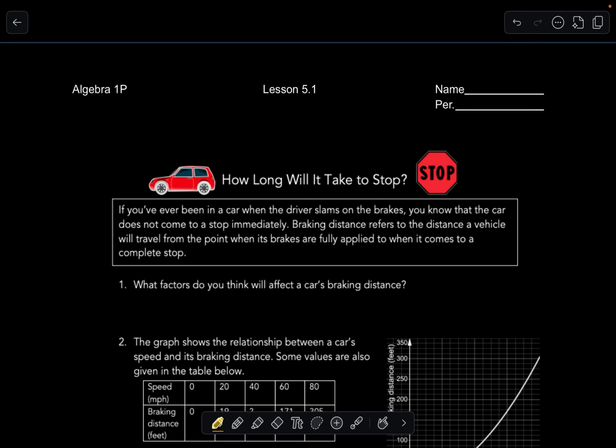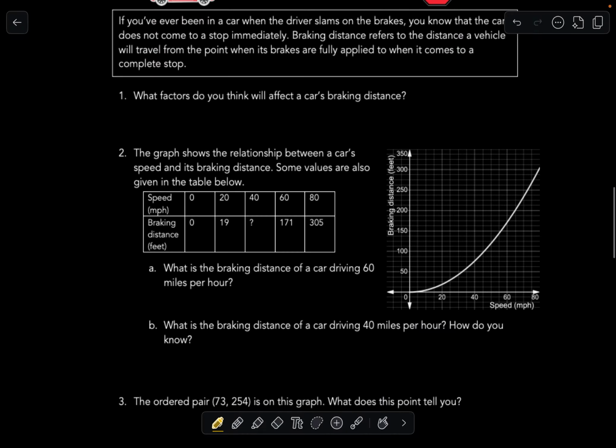Okay. So braking distance refers to the distance a vehicle will travel from the point when its brakes are fully applied to when it comes to a complete stop. What factors do you think will affect a car's braking distance? Well, think about it. There's really no correct or incorrect answer. I mean, it's just your thoughts on it.